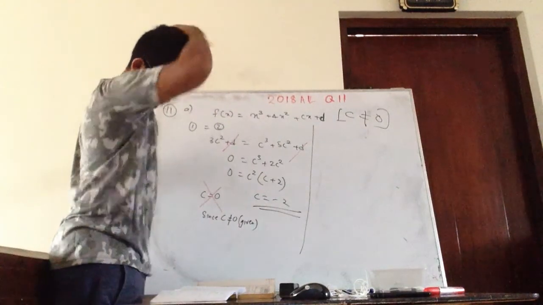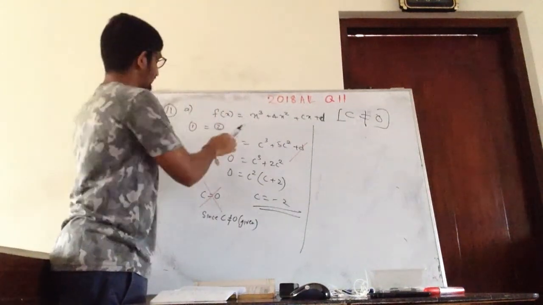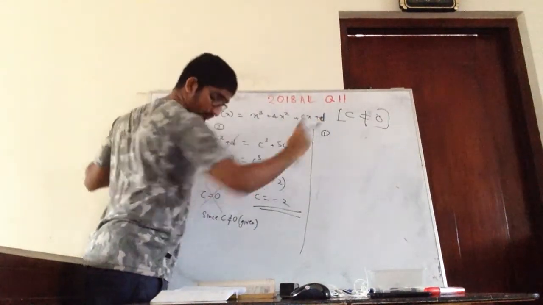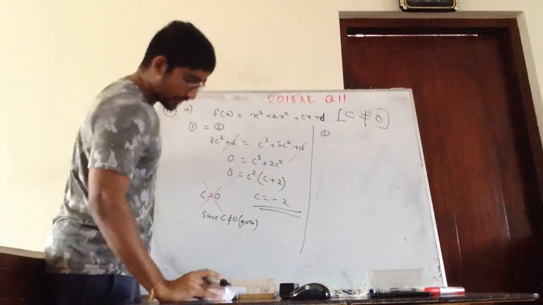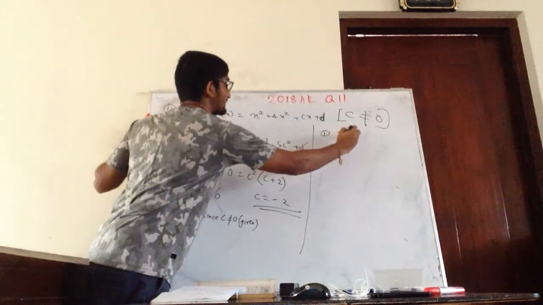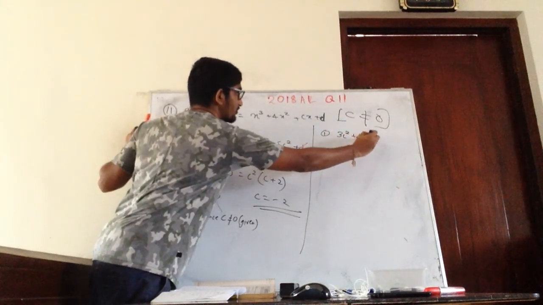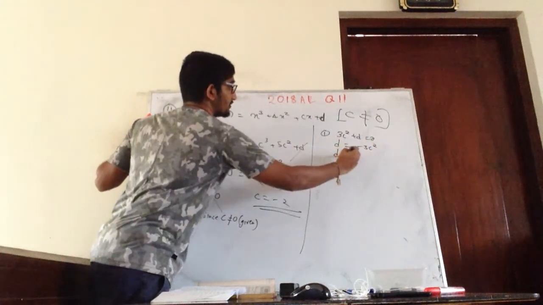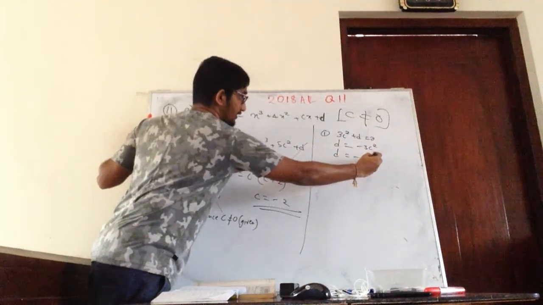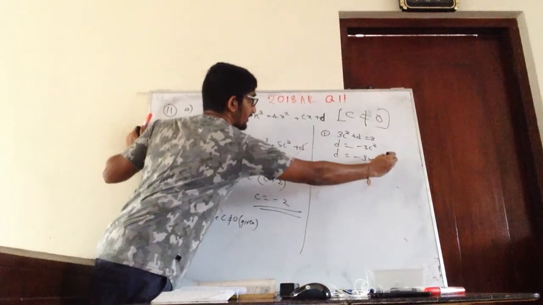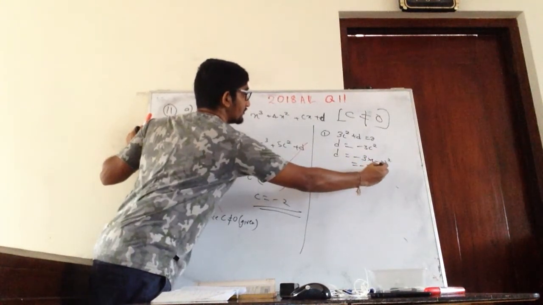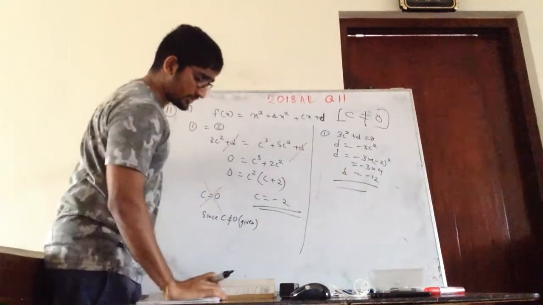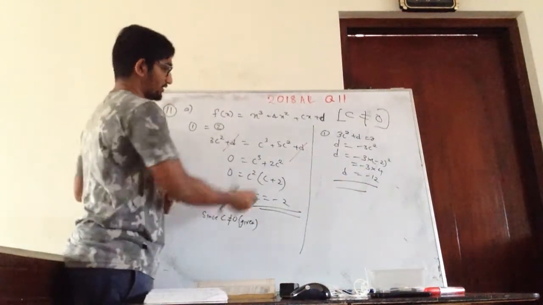Right? So now we know that, from 1, 3c square plus d is equal to 0. So d is minus 3c square. So d is minus 3 into minus 2 square. That is minus 3 into 4. So minus 12. So this is the answer they want. So c and d are found.